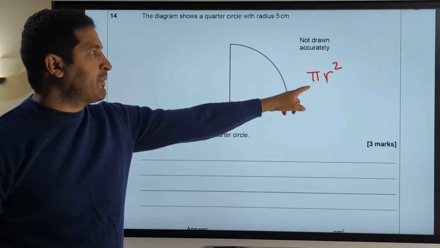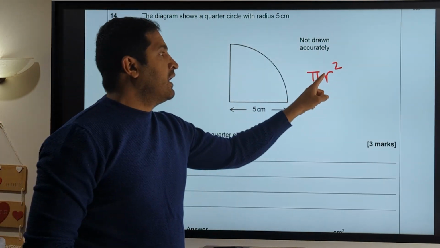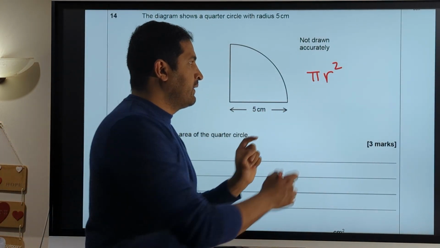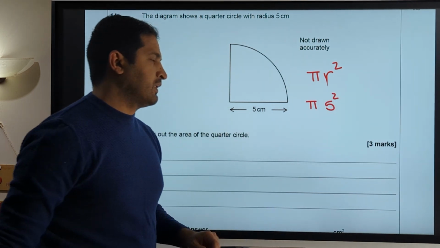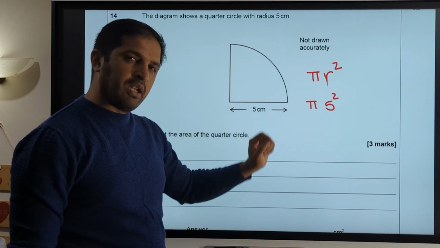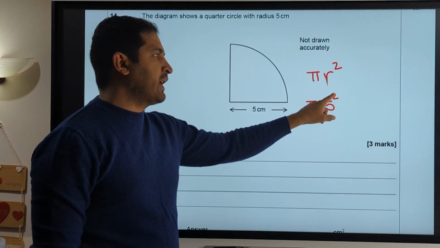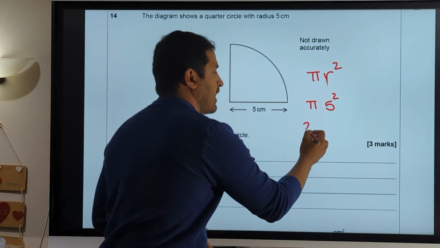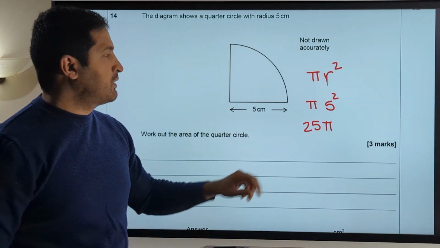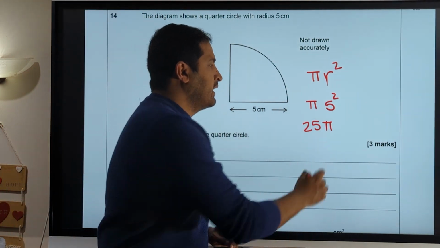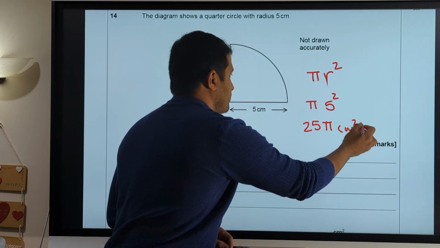Otherwise, you can use the pi button and the radius value. So the radius here is 5. So we're doing pi times 5 squared. You need to square first and then multiply by pi. So 5 squared gives you 25. 25 times pi. You can put that in the calculator, or in the majority of cases you can leave your answer as 25 pi centimeters squared.